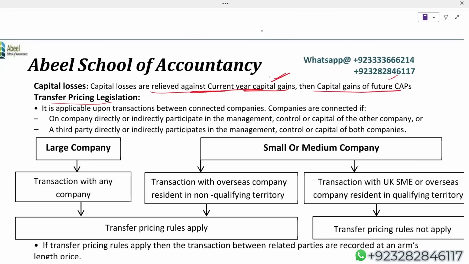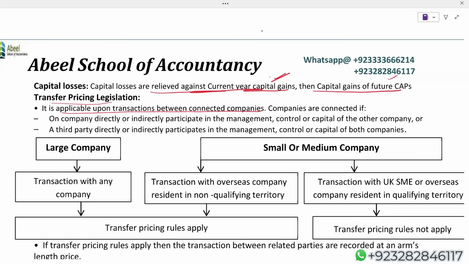When I bring that transaction at fair value, the profitability of the seller, the parent in my example, will increase, and the cost of the buyer, the subsidiary, will increase, so the profitability of the subsidiary will reduce and the profitability of the parent will increase. It is applicable to transactions between connected companies, meaning parent and subsidiaries, and subsidiary and fellow subsidiaries. Companies are connected if one company directly or indirectly participates in the management, control or capital of the other company, or a third party directly or indirectly participates in the management.